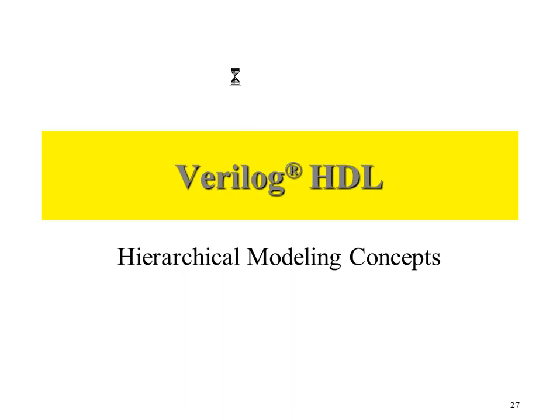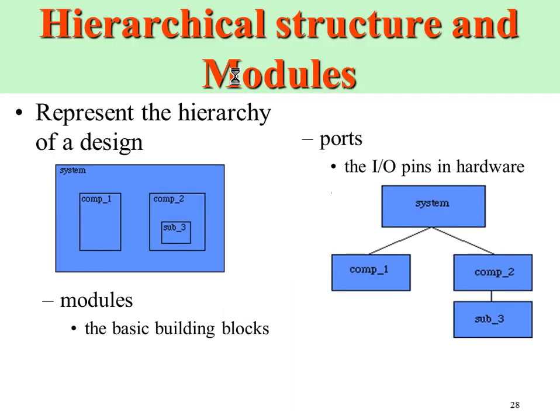We have something called hierarchical modeling concepts. So we can develop a model or a design which is hierarchical in nature. If you look at this simple example in front of us, the top level of the design is the system level. Below that, there are two components or two modules, comp 1 and comp 2. Under comp 2, we have sub 3. So this creates a whole hierarchical design. Sub 3 is a module under comp 2. Comp 1 and comp 2 are modules under system, which is the top level of the design.